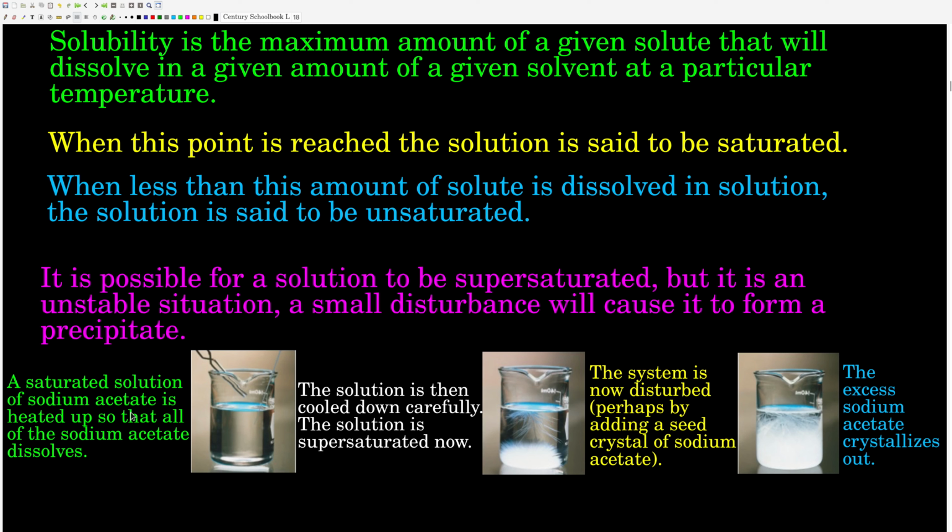So we heat it up, maybe dissolve some more sodium acetate in there, and get it to this high temperature where we have a lot of sodium acetate dissolved. Now, if we cool that solution down really carefully, don't disturb it, don't bump it, and if we start with a clean beaker and nothing is contaminating it, then as we cool this down, we can get down to a lower temperature where the solubility is less and still have all of that sodium acetate dissolved in there. That's a supersaturated solution. We've exceeded the solubility, but that's an unstable situation.